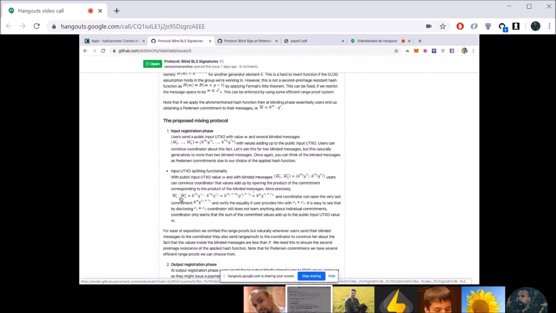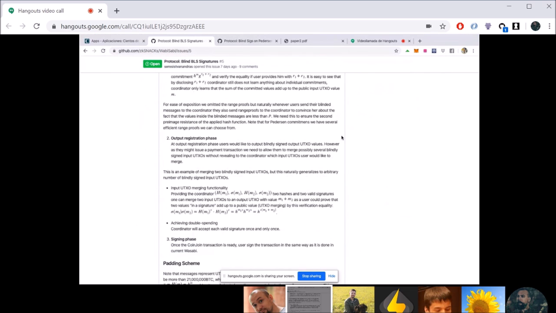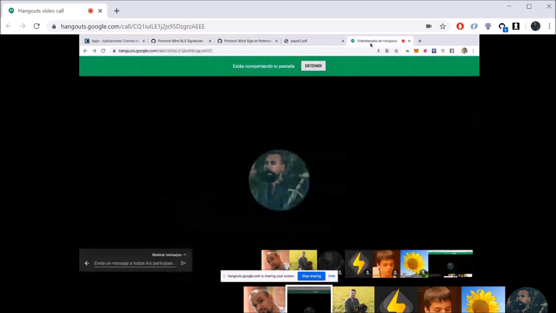So this was the first step why we were excited about the blind BLS signature instantiated with the Pedersen hash, because it gives us a really simple way to prove splitting of UTXOs, right? Because if you want to make a payment, then most likely you need to either split or merge your UTXOs, but split is the first thing we wanted to solve. Yes, so this is why we started to think about this blind BLS signature scheme with the Pedersen hash. And right, let's continue, or any questions?